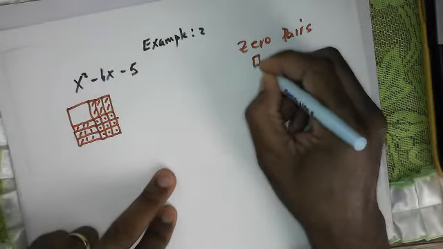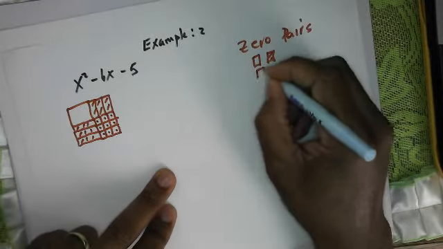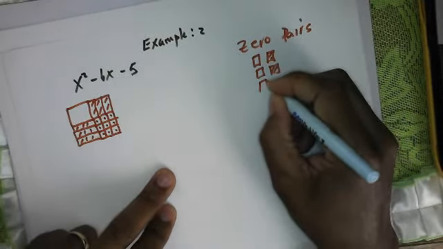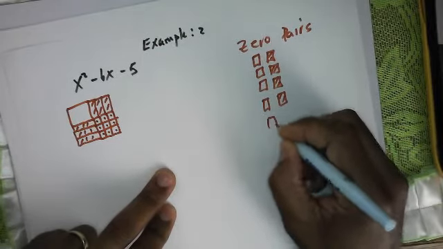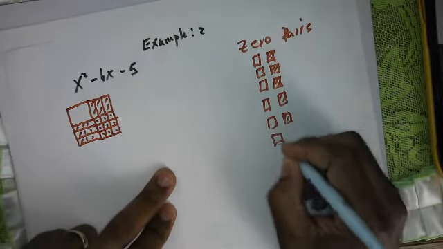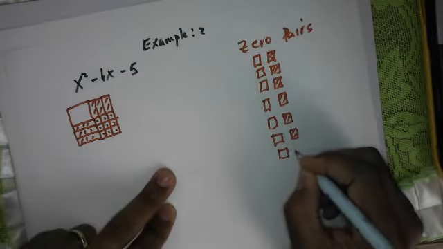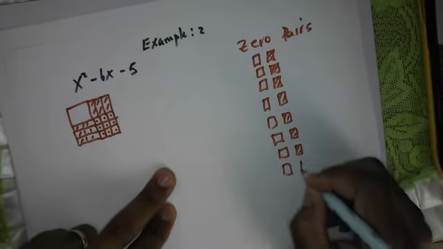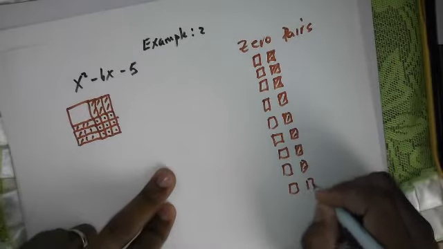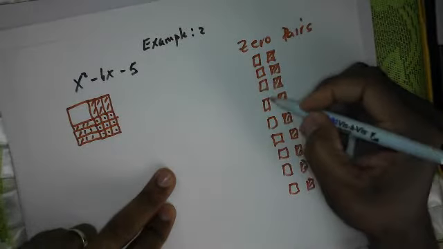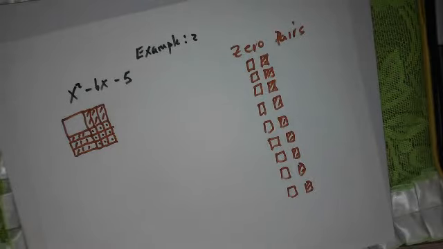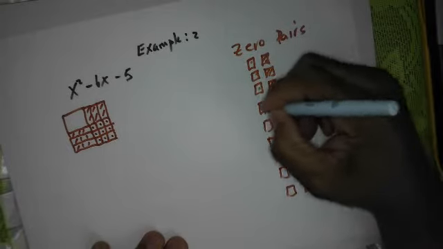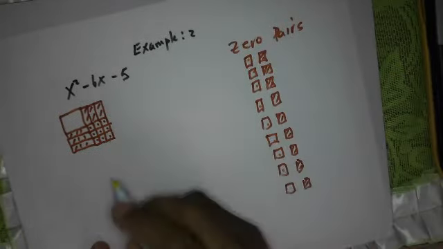So this would be 1, 2, 3, 4, 5, 6, 7, 8, 9. Very good. Now from my 0 pairs, I can only use the positive part to complete my square. Okay? So I'll use 1, 2, 3, 4, 5, 6, 7, 8, 9 to complete the square.